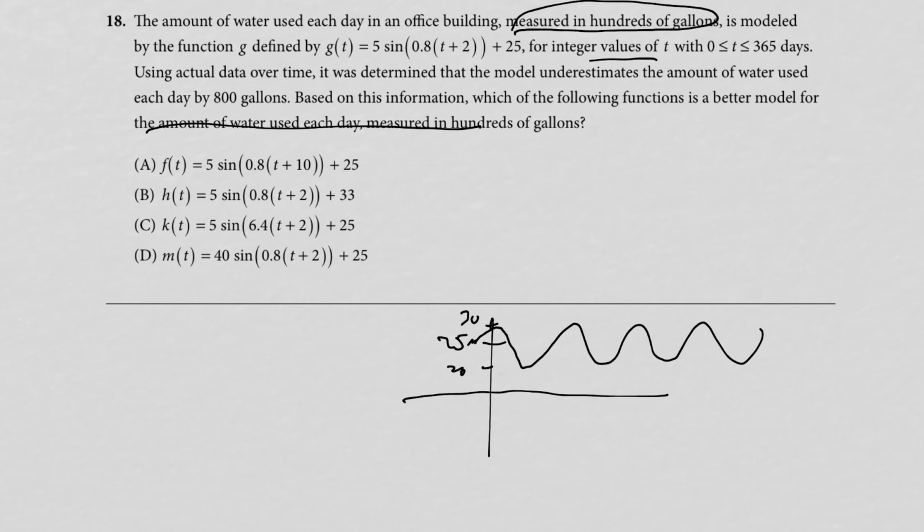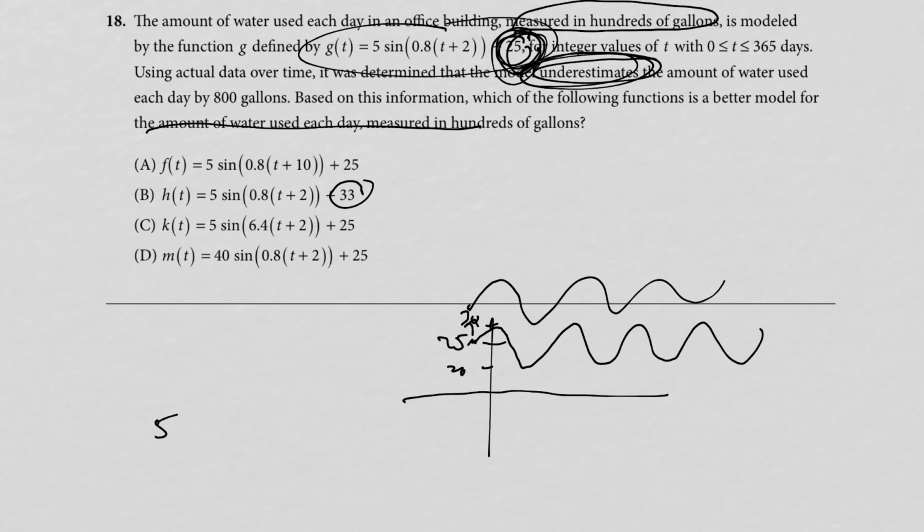Well, if this underestimates it, we need to add 800 to this function. Well, this function, by the way, 5 is the amplitude, because you go from 25. Oh, actually, there's the equation. They already tell us. So we just need to add 8 to the 25. That will shift the whole thing up, and then it will be all right. So the only thing that needs to change is the 25. What's funny is that this is the only one that's got a 33 here. So that's got to be the answer. Everything else stays the same.